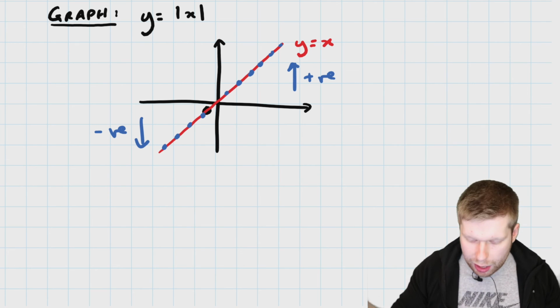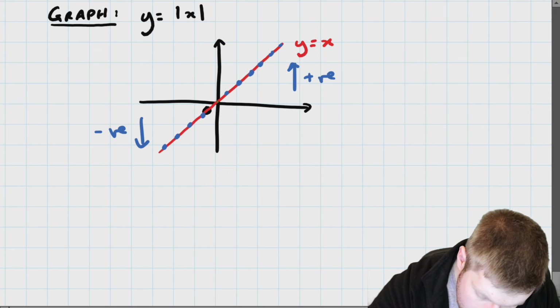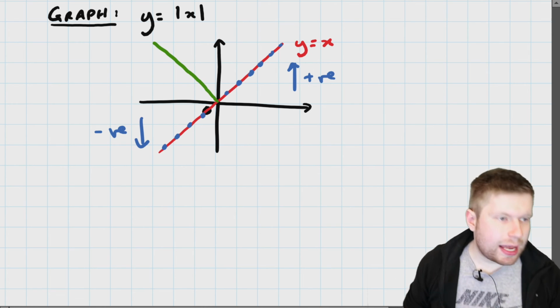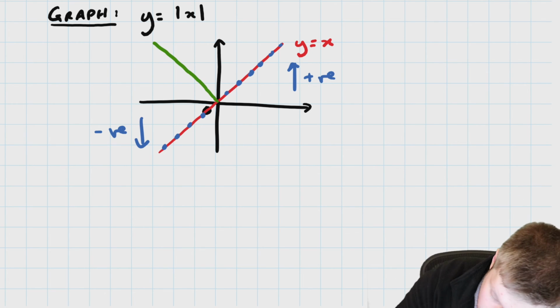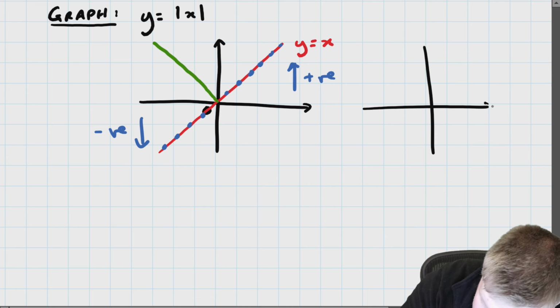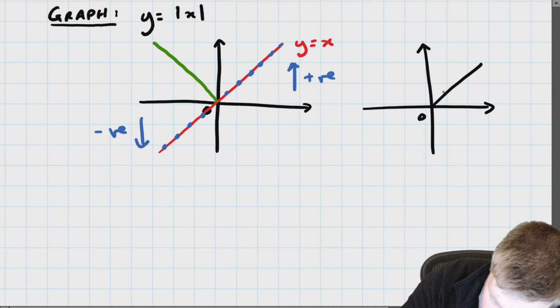So what could I do? Well, okay, let's just make them positive again. So in other words, I reflect it in the x-axis. So finally, the graph y equals the absolute value of x will just be a graph that looks like this.